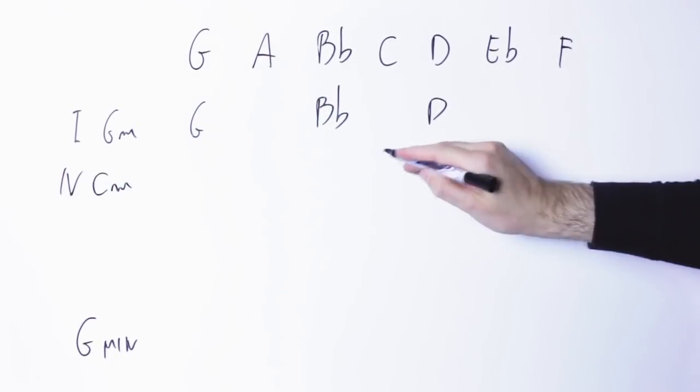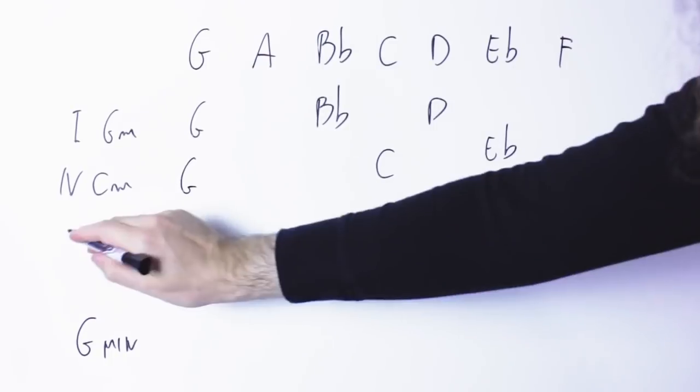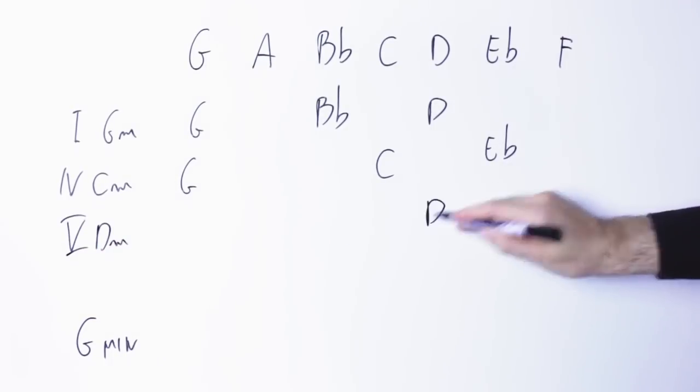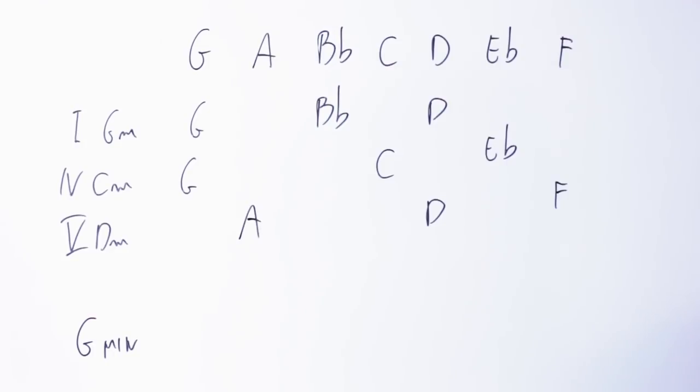First chord is G minor, G, B flat, D. Fourth chord is C minor, C, E flat, G. Fifth chord is D minor, D, F, A. And you see again, we cover the whole scale.